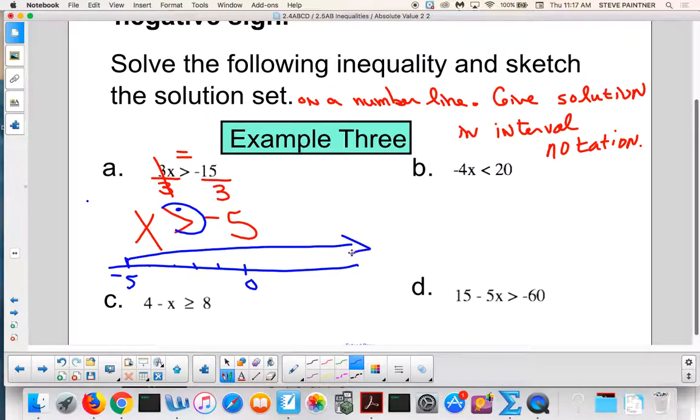Okay, what about negative 5? Does it work? Is it part of my solution? Let's put it in. Negative 5 is greater than negative 5. Is it? No, it doesn't work, guys. So it's parentheses. Now, when do you put parentheses and when do you put brackets? You put brackets on sides equal. The equal sign gives it away. If there's an equal sign, it's bracket. If there's not an equal sign, it's parentheses. That's how easy it is.